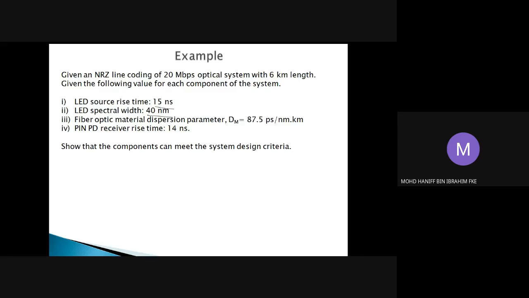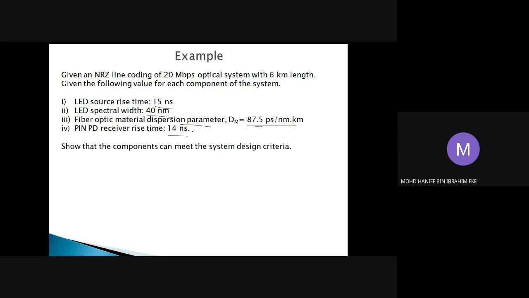We are given further that the fiber optic dispersion parameter is DM. I believe you can still recall the DM that we learned in chapter 4 before. The DM is 87.5 picosecond per nanometer per kilometer. And the PIN photodiode receiver rise time is 40 nanoseconds. So these are the rise times for the components proposed to be used in our system. The question is, show that the components that have been selected meet the system design criteria.